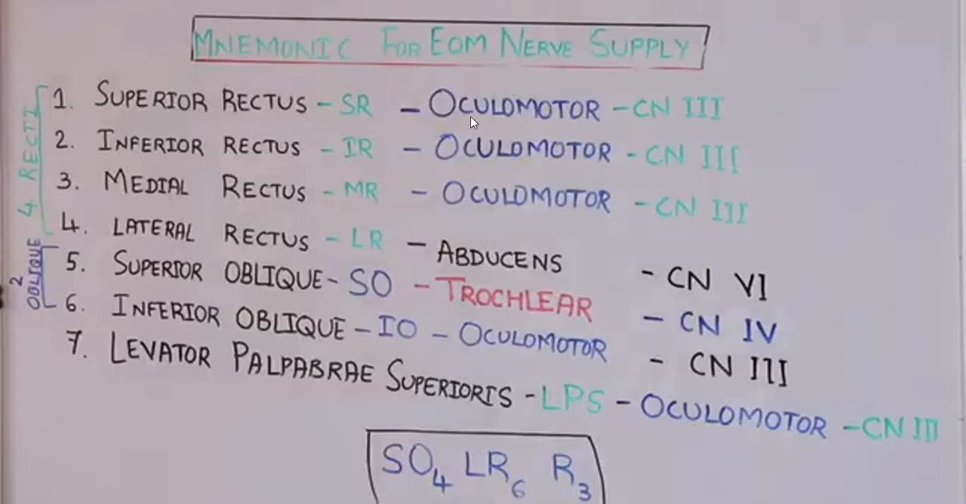Then we come forward to the nerve supply of these extraocular muscles. First of all, I will show you the nerve supply, and then we come forward to the mnemonic. Superior rectus nerve supply is the oculomotor nerve, which is the third cranial nerve. Inferior rectus is also supplied by the oculomotor nerve, the third cranial nerve. Medial rectus is also supplied by the oculomotor nerve, and lateral rectus is exceptional and is supplied by the abducent nerve, which is cranial nerve number 6.